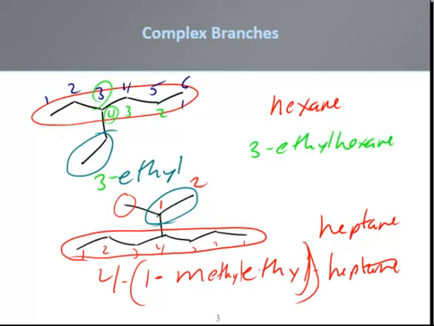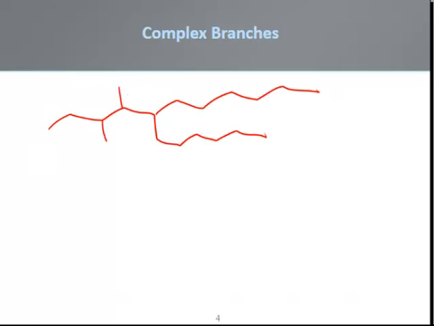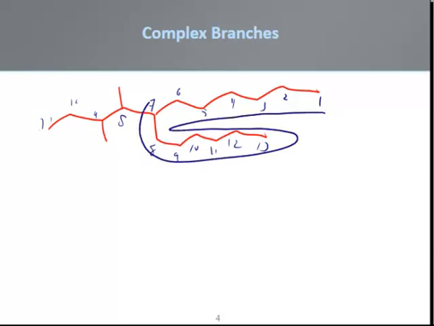Let's do another example, just for fun. Okay, so how about this one? Now, this is me being a little bit tricky. If we start counting numbers, 1, 2, 3, 4, 5, 6, 7, if we go down, 8, 9, 10, 11, 12, 13, and as you can see, this is the longest continuous carbon chain. Okay, so now we have a 13 carbon root compound, so this is tridecane.